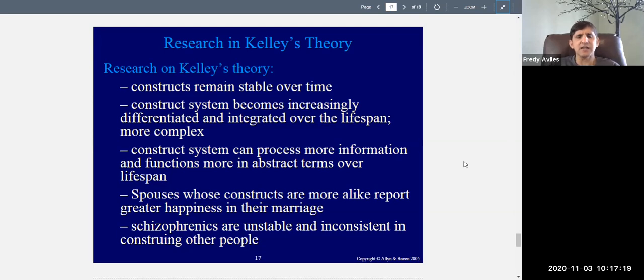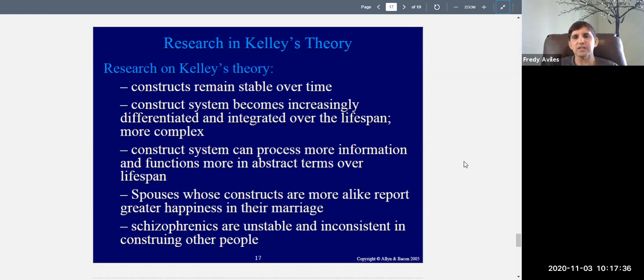Research on Kelley's theory says that constructs remain stable over time. Our thinking doesn't change too much over time. Our personality doesn't change too much. Okay, so they are somewhat stable. But when we're young, of course, they can really grow and adapt, and we can learn and develop new ones.